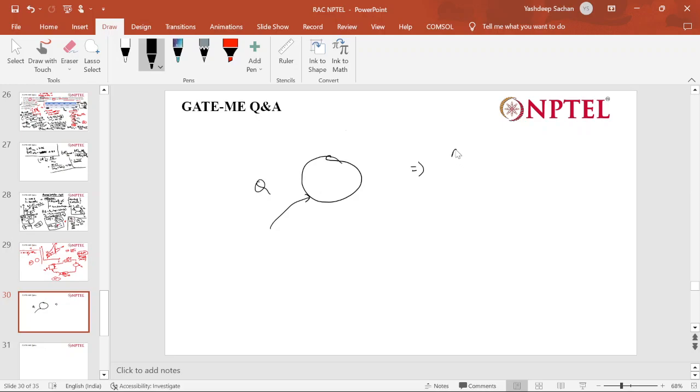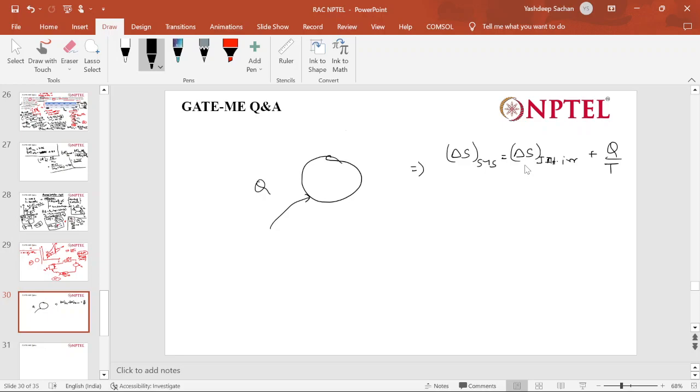So what would be the total entropy of the system? One is the delta S due to the internal irreversibility, I, internal irreversibility, plus Q by T. This is due to the interaction of heat with the system.